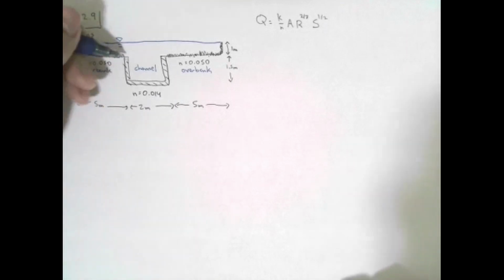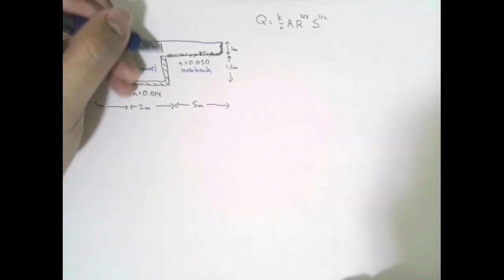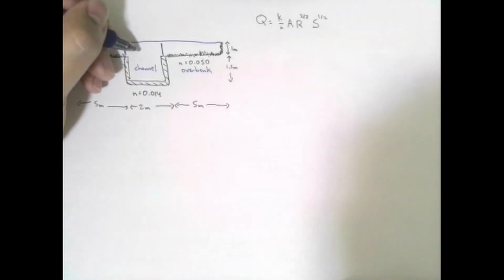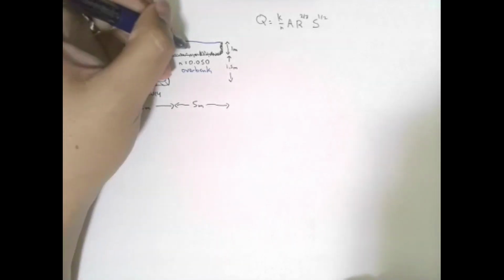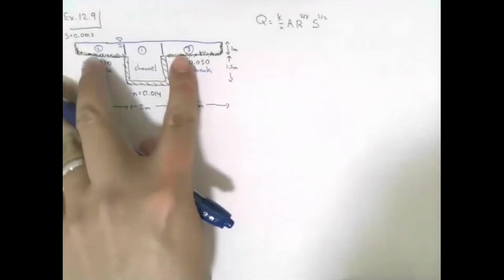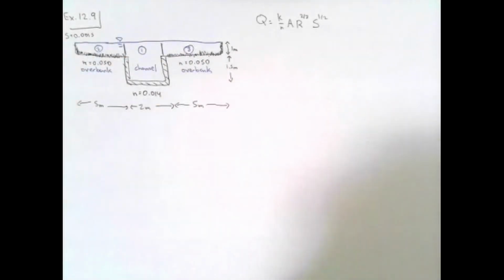If we divide it, you'll see that we end up with 2 or 3 sections, depending on how you want to look at them, right? We have the channel section, I'll just call this number 1. Then we have my overbank section, which I can call 2 and 3. Now we can treat them as one, or we can treat them separately. It doesn't matter because their n coefficient is actually the same. So we divided our channel into different sections. Now what?